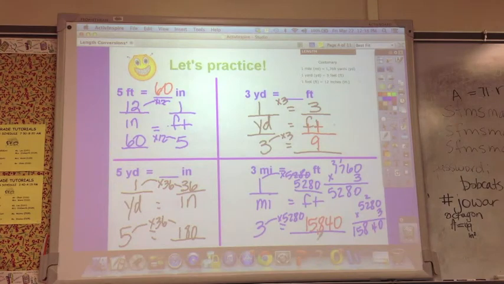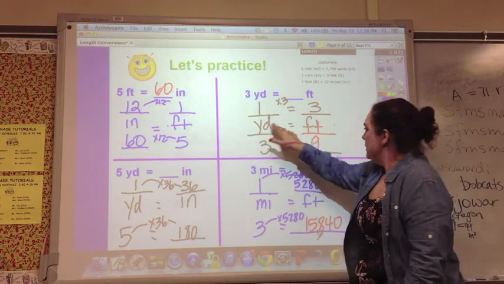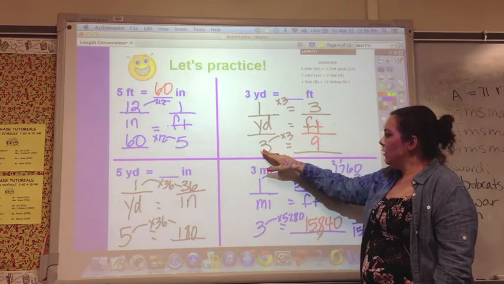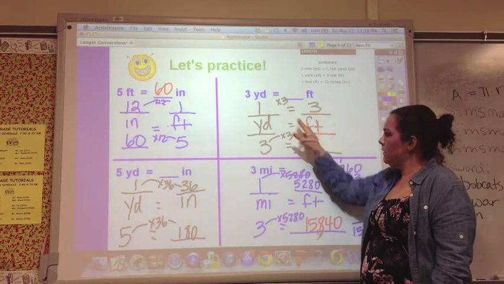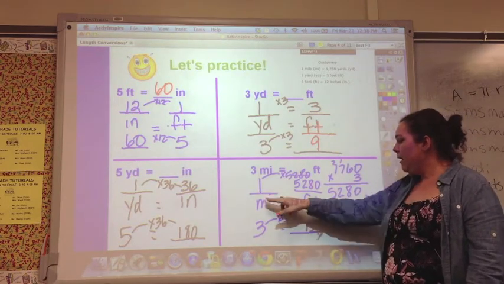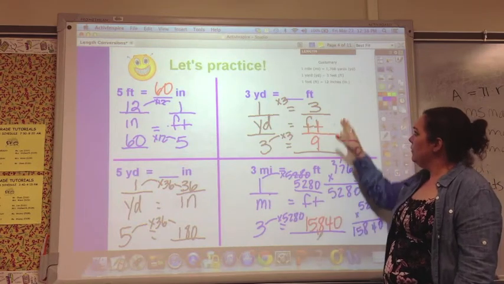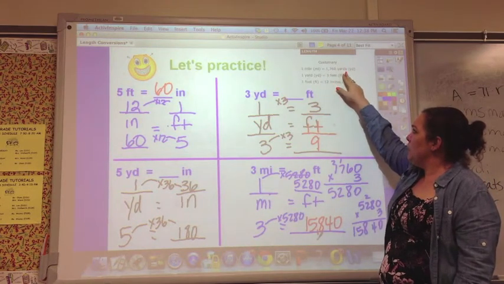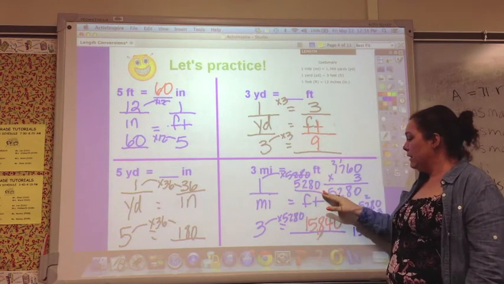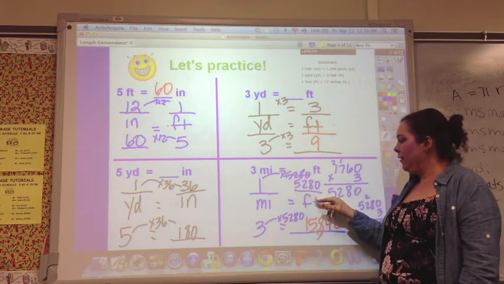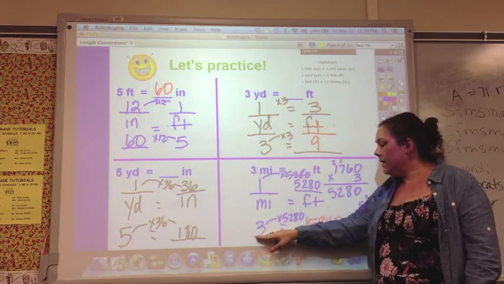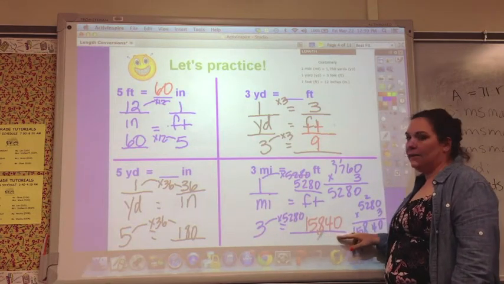Okay, so we showed yards to feet, 1 yard to 3 feet. So 3 yards would be 9 feet, times 3 times 3. This one was a little bit more complicated because it said miles to feet, and there's no miles to feet. It's miles to yards. So to find out the feet, it's the yards times 3. And so the total amount coming across is times 5280. And so 3 times 5280 is 15,840.